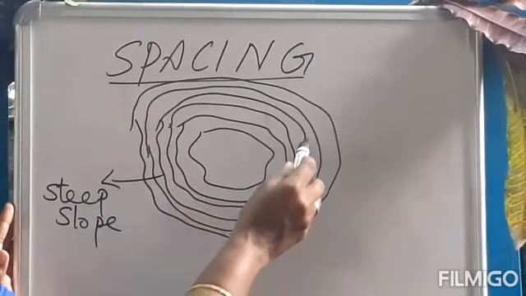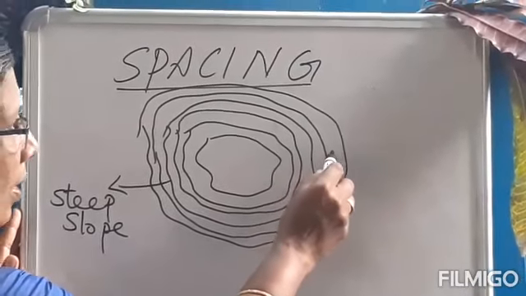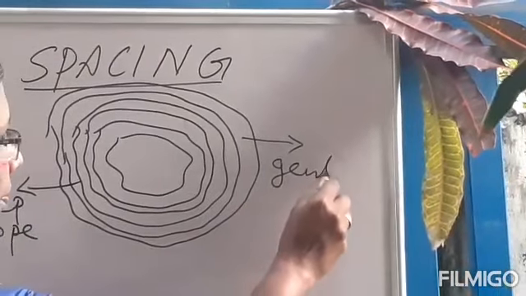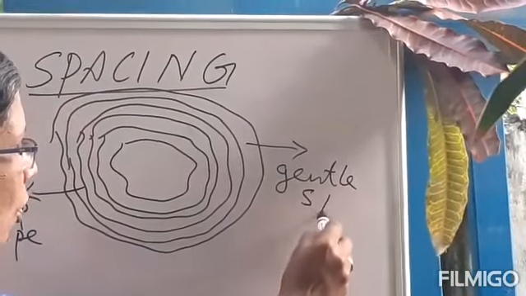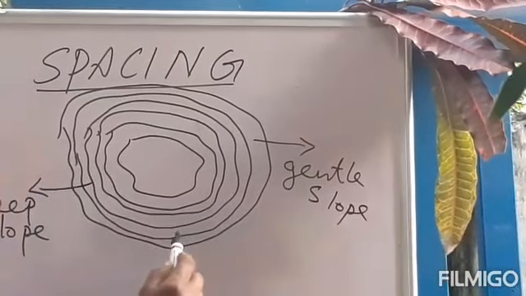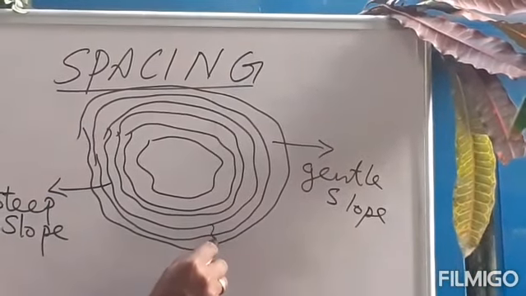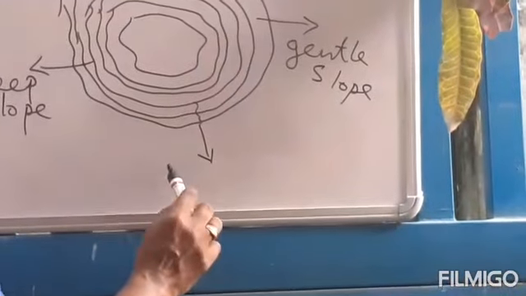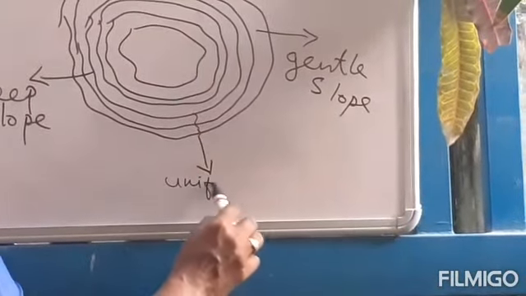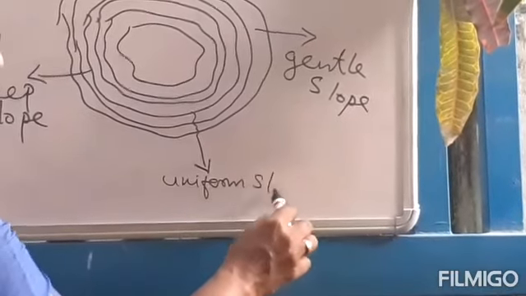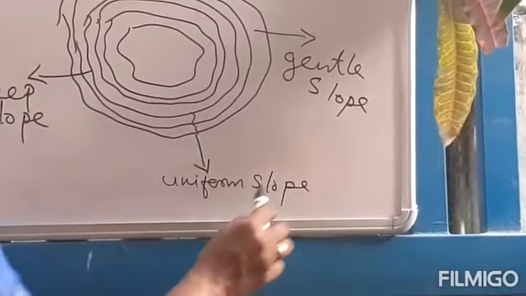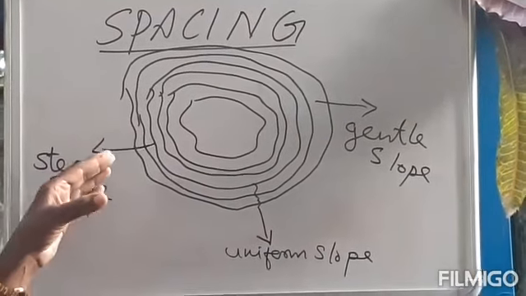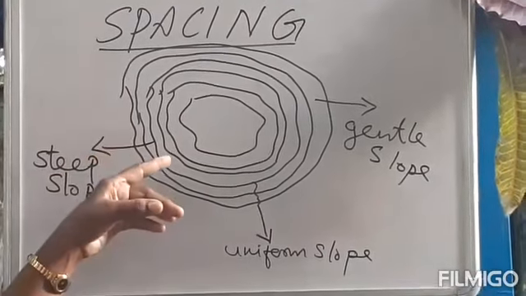If the contours are drawn farther apart, such a contour represents gentle slope. If the contours are with uniform or equal space in between, such a contour represents an area with uniform slope. Everywhere the same slope.